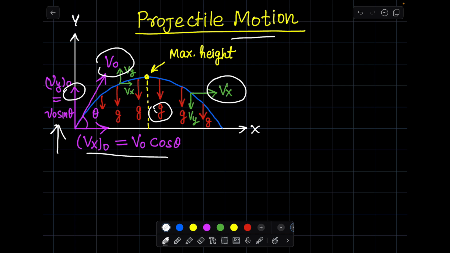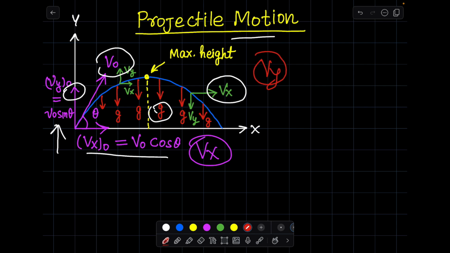The horizontal motion is the motion parallel to the ground. The key thing to remember is that in projectile motion, the horizontal velocity remains constant. The Vx will remain constant. Next is the vertical motion, the Vy.